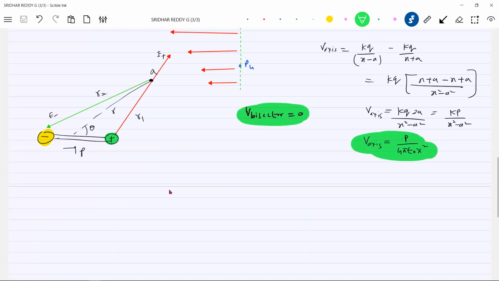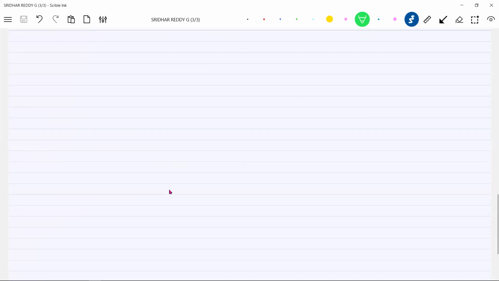I'll go to the next part. This is the same thing we discussed. I'm just bringing a set of formulas. If we have the dipole moment, this is A, this is Q. So what is the electric dipole moment? Distance of separation between them times the charge of the particle.